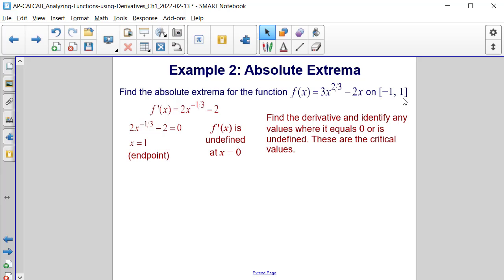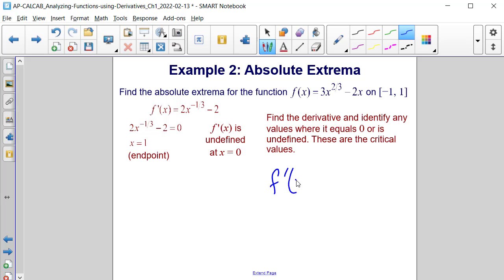Well, that's also one of our endpoints. It's good to note that. And then we can also see that because our derivative has a negative exponent, that moves the x to the denominator when we rewrite it. So we could also write f'(x) as 2 over x^(1/3), or you could write it as 2 over the cube root of x, and then minus 2. We can also see that x equals 0 will provide us with an undefined answer. So that is also a critical value to test out.